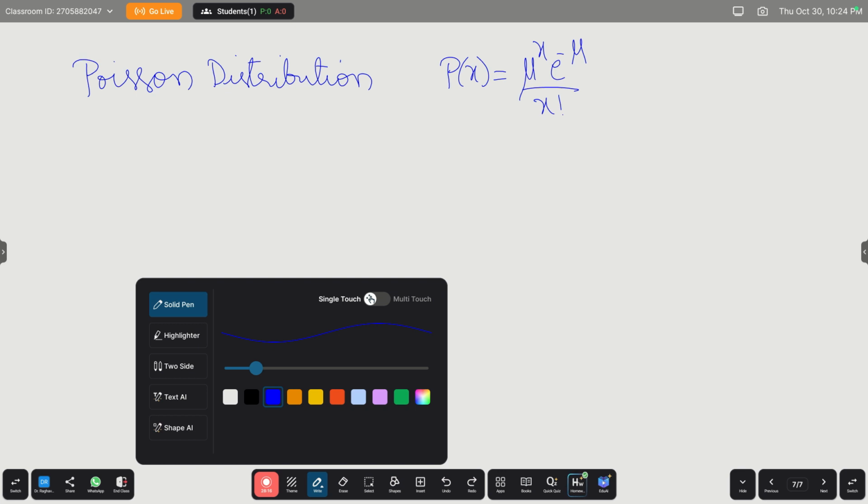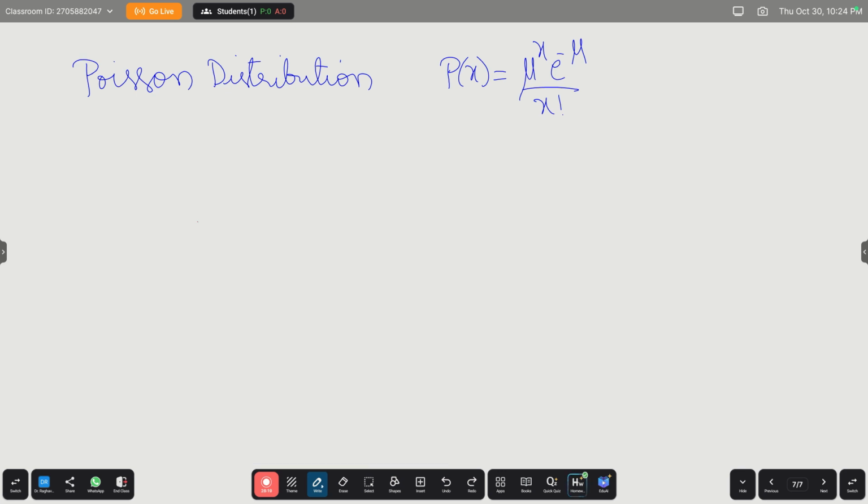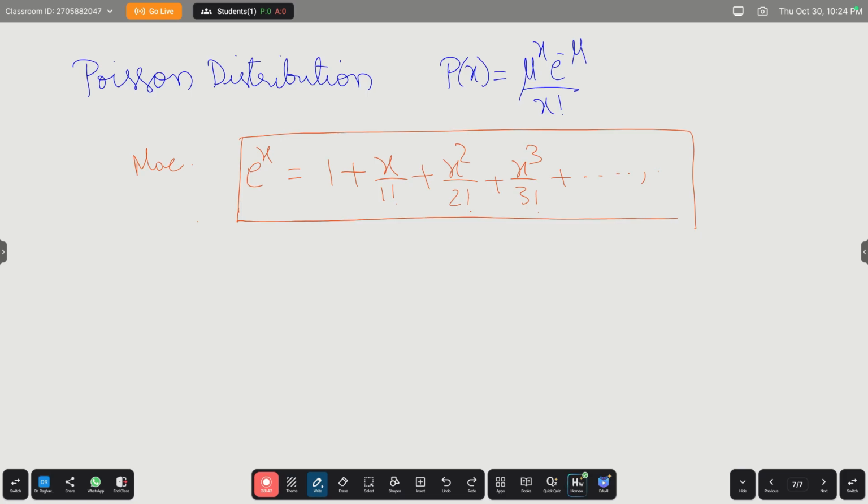But as a prerequisite, here what you have to recall is the Maclaurin series expansion of e power x. So the Maclaurin series expansion of e power x is 1 plus x by 1 factorial plus x square by 2 factorial plus x cube by 3 factorial and so on up to infinity. So this is the Maclaurin series expansion that you would have studied in your lower semesters. So e power x is this. Okay. So remembering this, we'll now start the proof for mean and variance of Poisson distribution.